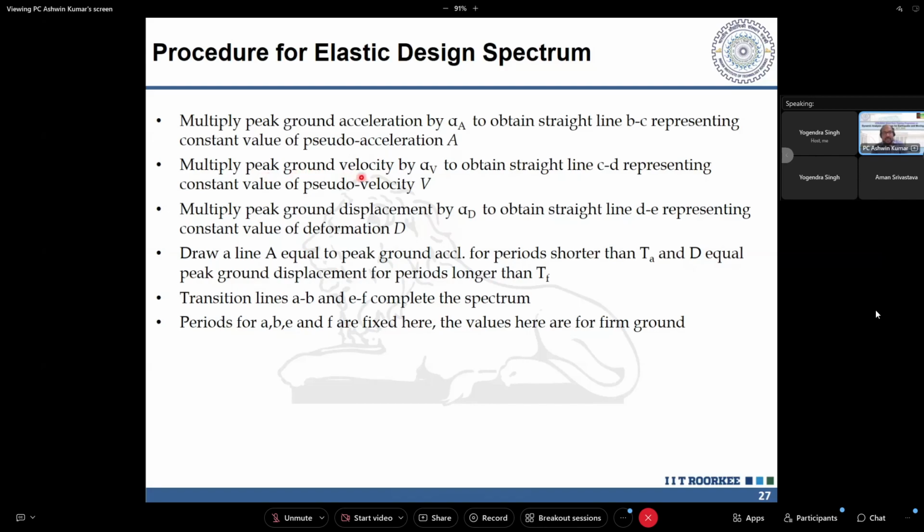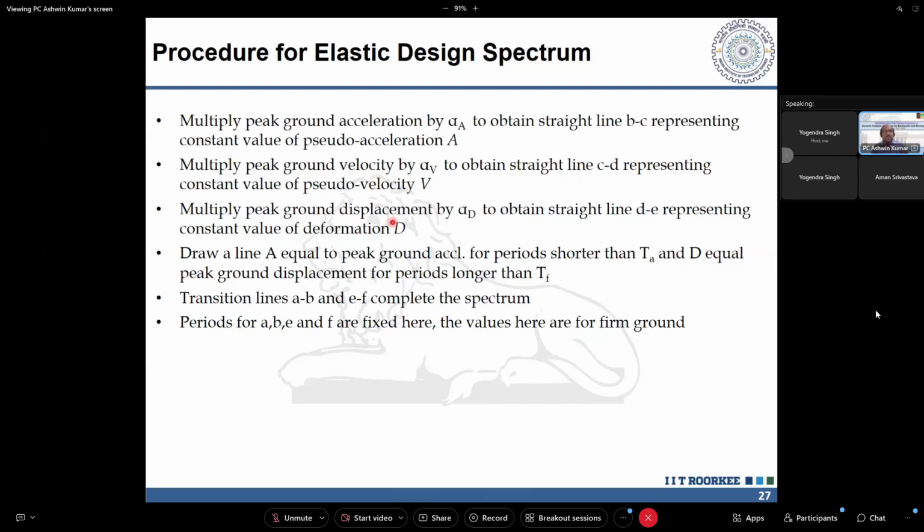Multiply peak ground velocity by alpha V to obtain the straight line CD representing the constant value of pseudo velocity. Multiplying alpha A, alpha V, and alpha D to the peak ground acceleration, peak ground velocity, and peak ground displacement to get the corresponding displacement spectra, pseudo velocity spectra, and the pseudo acceleration spectra values for the response spectrum curve.